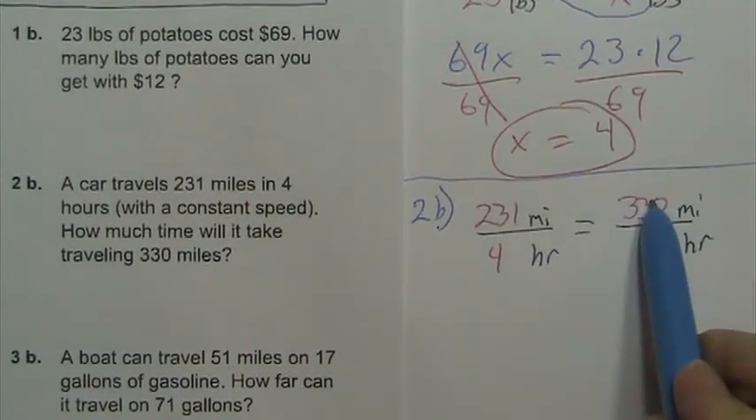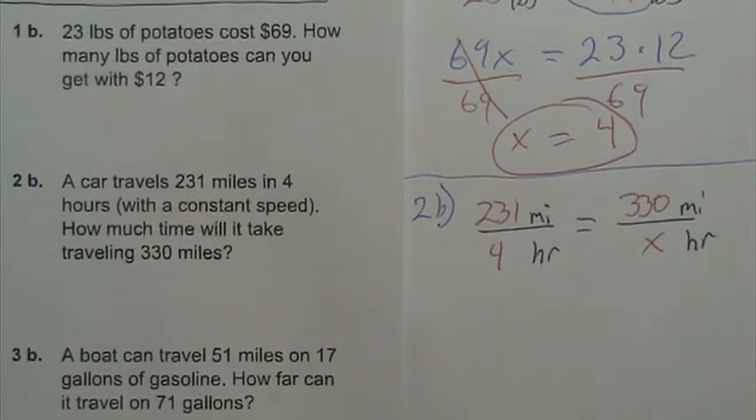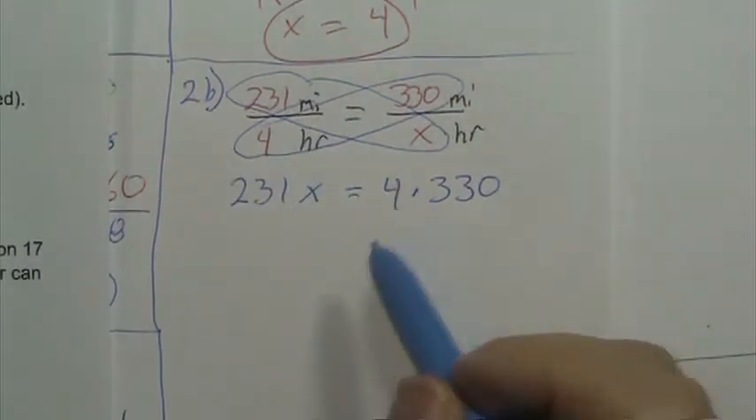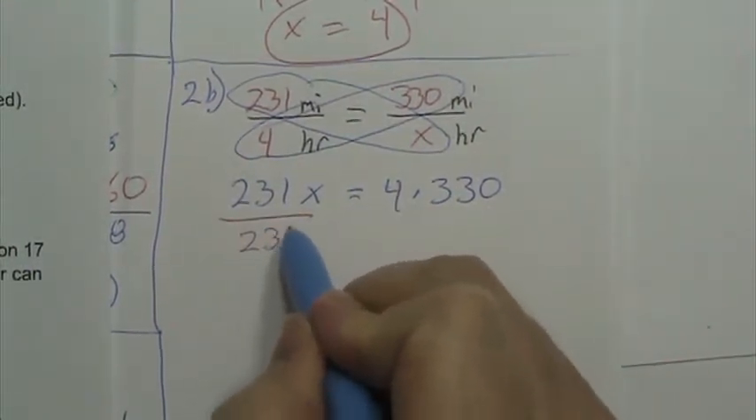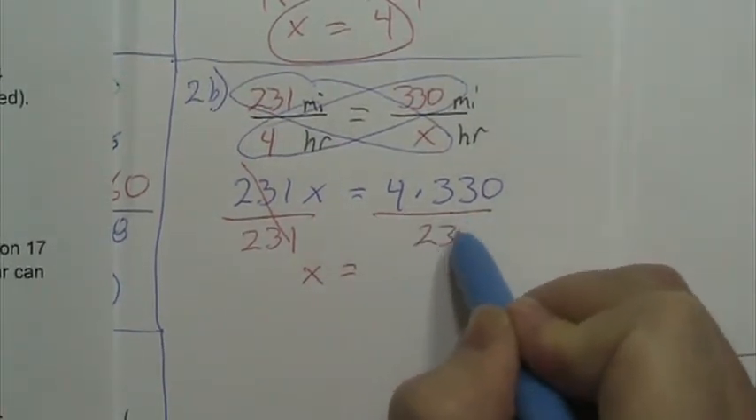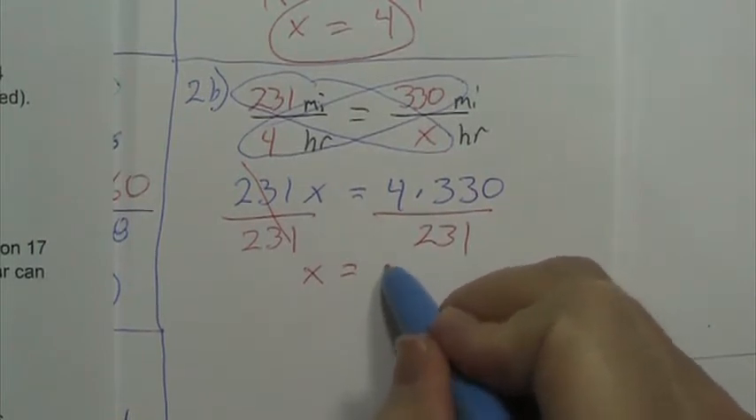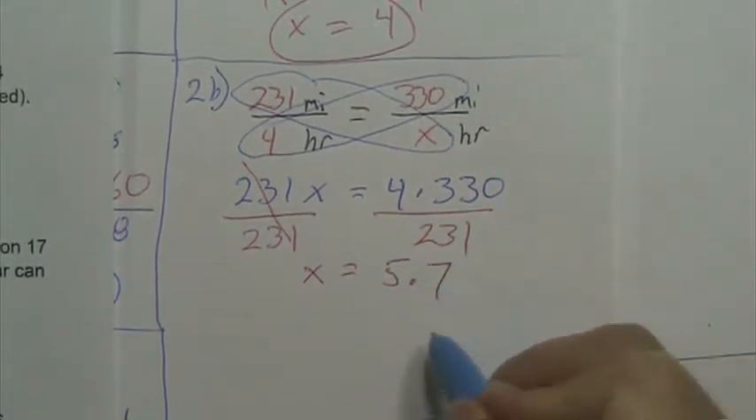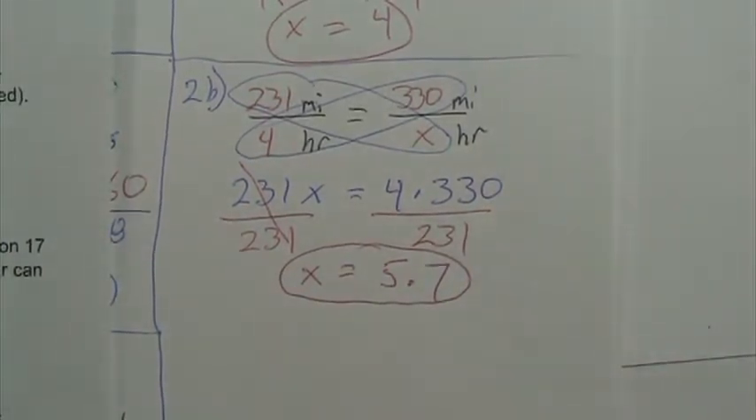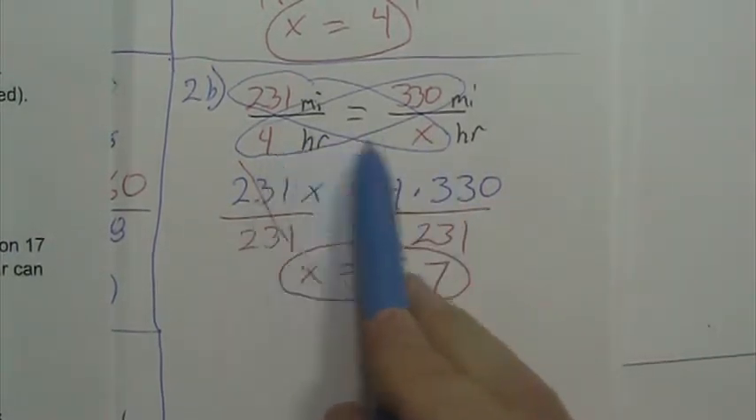Notice how this is going up. So this one here has to be more than 4. We're scaling up. Okay, I use cross products. I divide by 231 to get the letter by itself. Do the same to the other side. And when you do this, you'll end up with a decimal. It'll be 5.7 if you round it off to 1 decimal place. And notice how this is a little bit higher. 5.7 is a little bit more than 4.